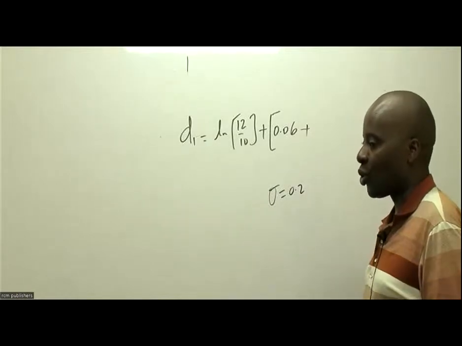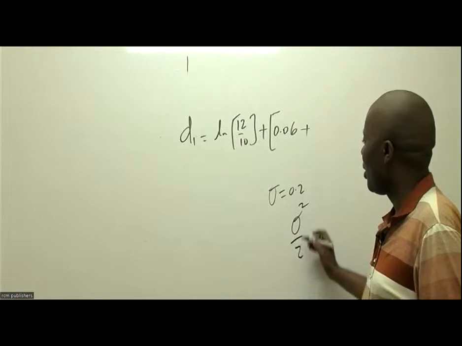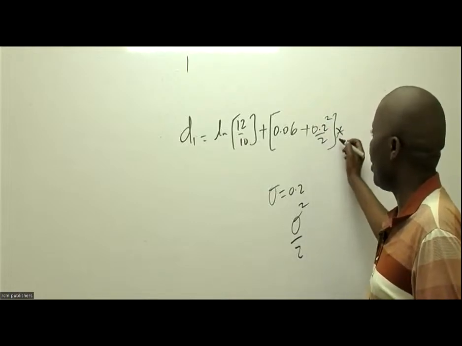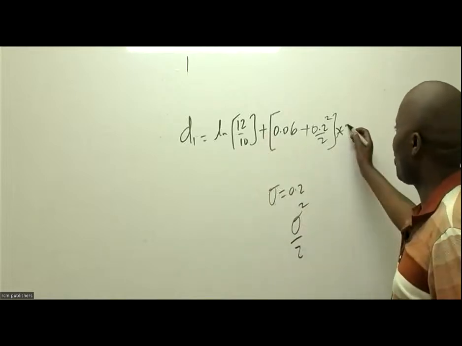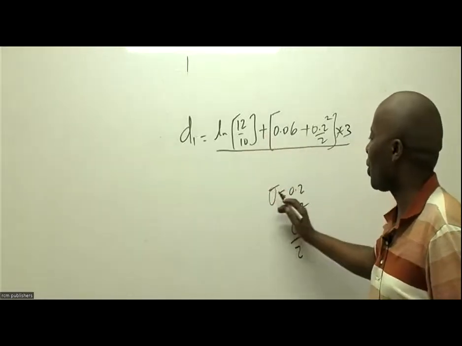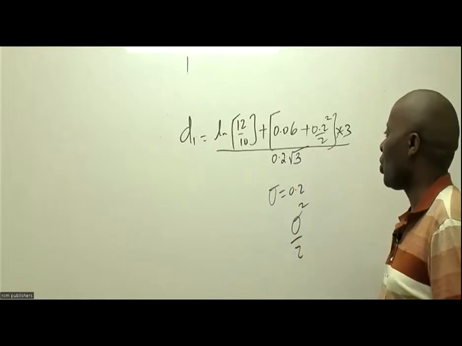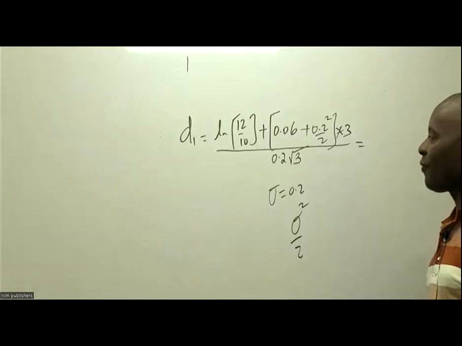Volatility 0.2. So remember this is supposed to be standard deviation squared here over 2. So then plus 0.2 squared over 2 times time. What is the time? The delay period given there is 3 years. All over standard deviation again, which is 0.2, root of the time, which is root 3. So could you kindly give me the final answer here for D1?